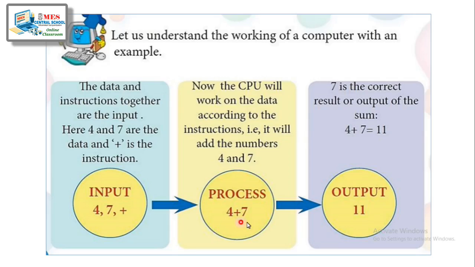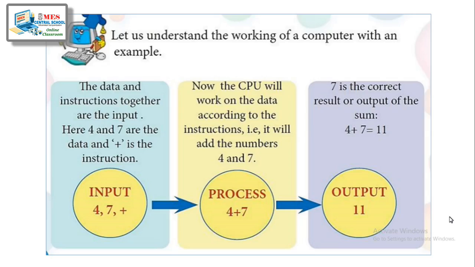After giving this, the processing is done: the Central Processing Unit, the CPU, will work on it. It will add the numbers 4 and 7 and get a result. That result will be displayed on the monitor. That is the output. The answer is 11, 4 plus 7 is 11. That answer will be displayed on the monitor. Otherwise, it will be printed on paper.